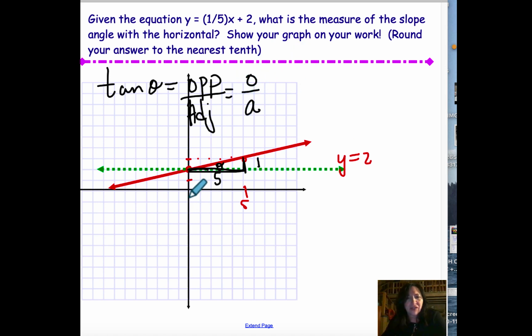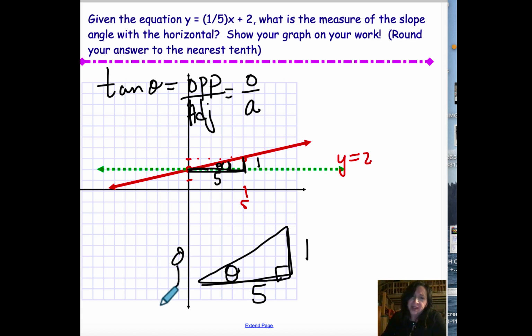So what we have is tangent of theta. Theta is what I want. Theta is that little angle right here. And so I can even make this little triangle a little bit bigger, okay? So this is the angle, this is what I have. And I have, this is 1 and this is 5, and we're trying to find that little angle right there.